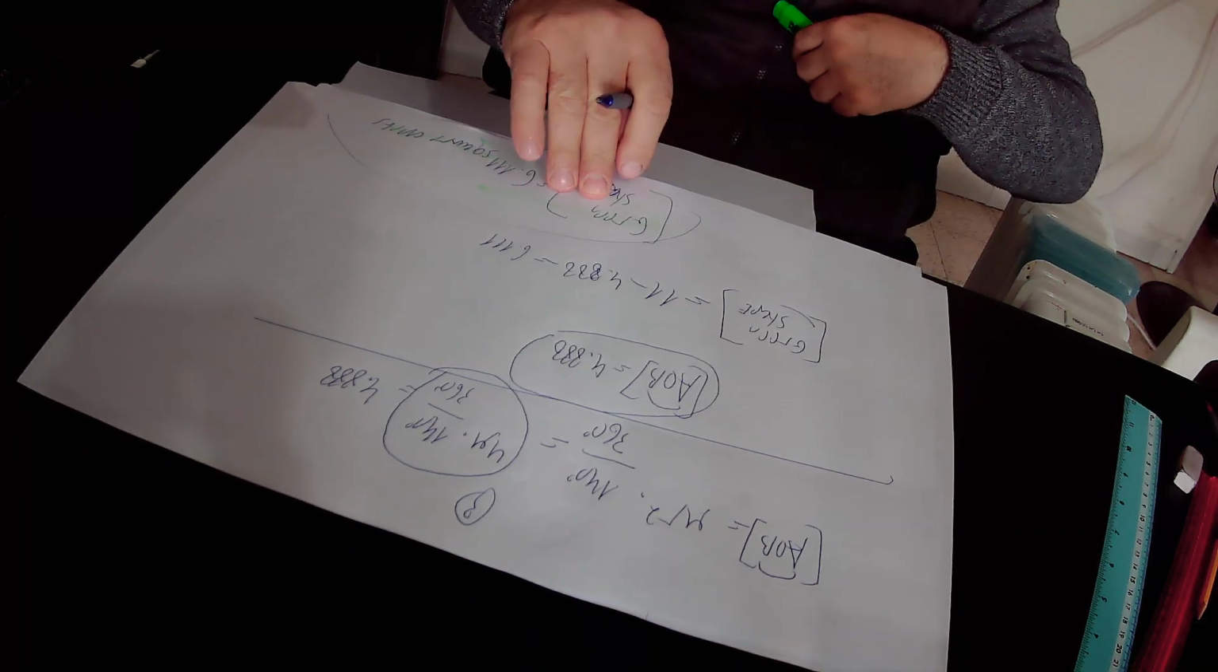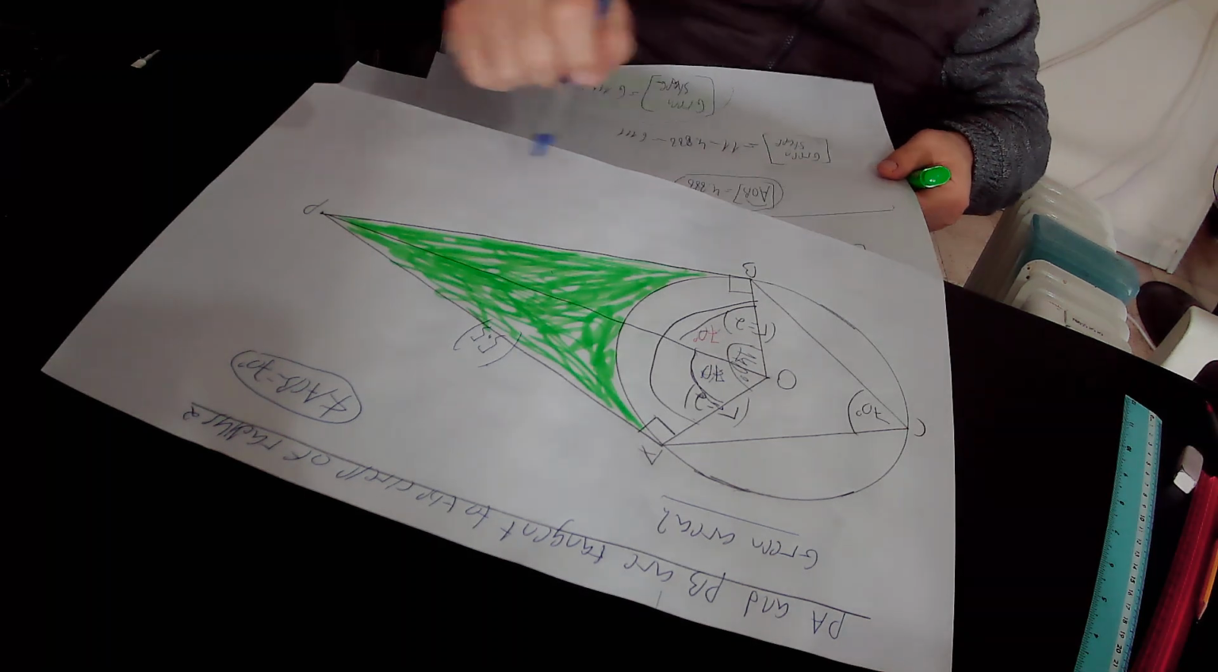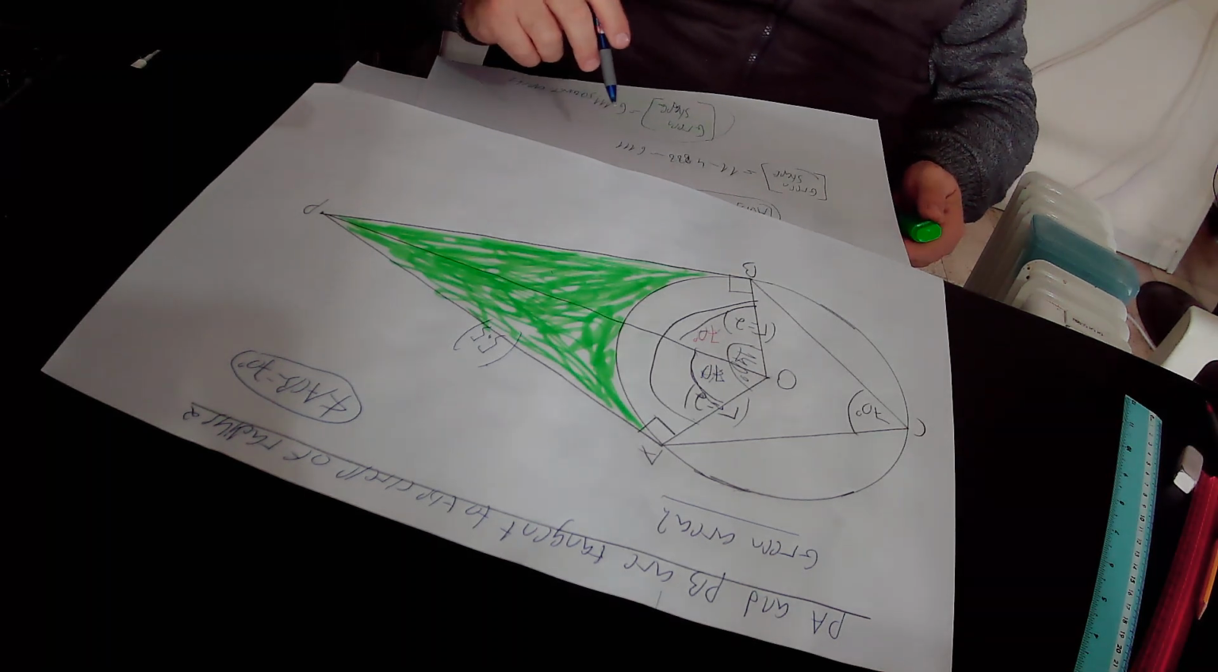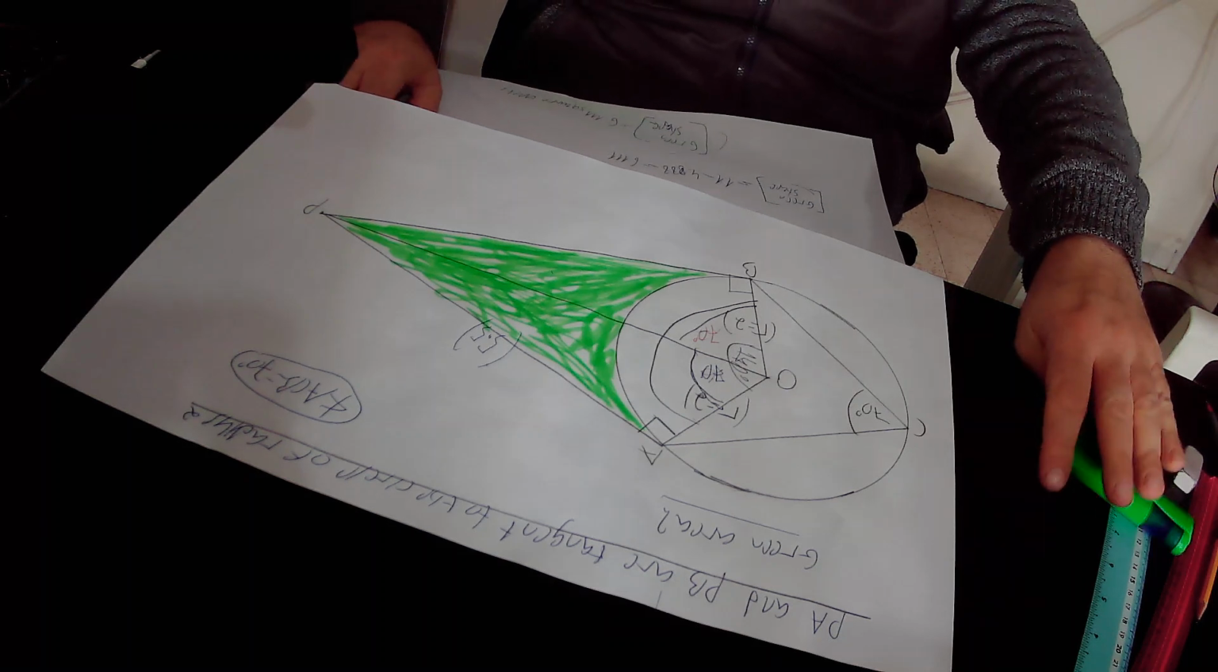Repeating again, we found out that the area of this green shape equals 6.111 square units. So in the next step, I will summarize the lecture.